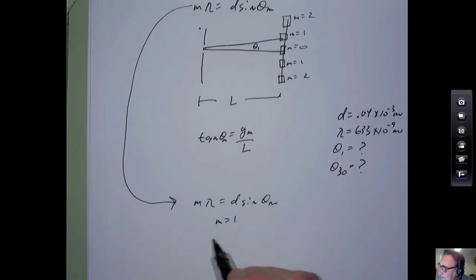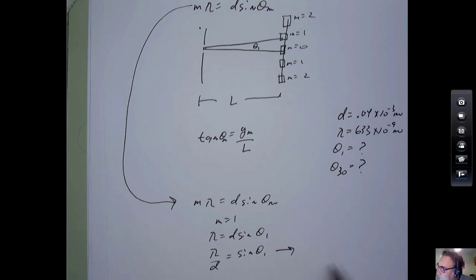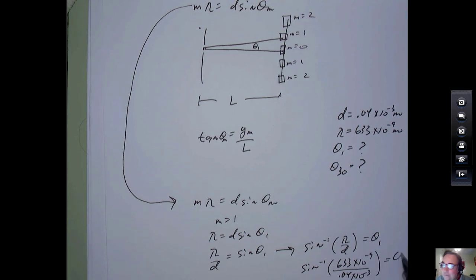So plug in 1, you get wavelength equals d sine of theta 1. That's what we're looking for. So wavelength over d would be the sine of theta 1. Then you've got to take the inverse sine of both sides. So inverse sine of wavelength over d is equal to theta 1. It's inverse sine of wavelength, 633 times 10 to the minus ninth meters, divided by 0.04 times 10 to the minus third meters. So the meter part cancels out, and that's how we can get theta 1.